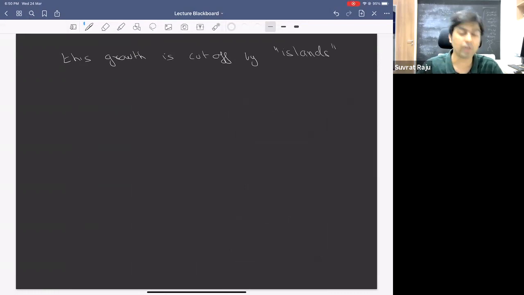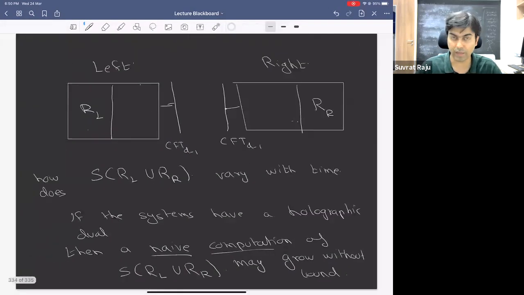So the paradox in this setup is that we take the setup we have in front of us on this slide, where you have a CFT D-1 coupled to a CFT, a non-gravitational bath. The whole system will have a holographic dual, and we will use some holographic techniques to do this computation. We will find that if you're not careful, unless we include the contribution of islands, this S of RL union RR might just grow without bound, and that is a paradox. Let me explain why this has to do with black holes and why this is related to the information paradox.